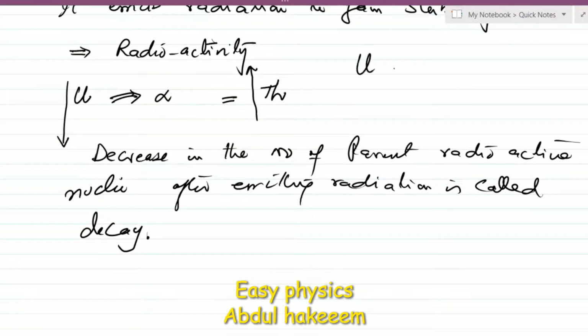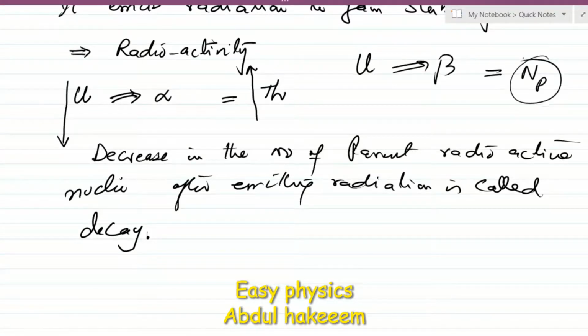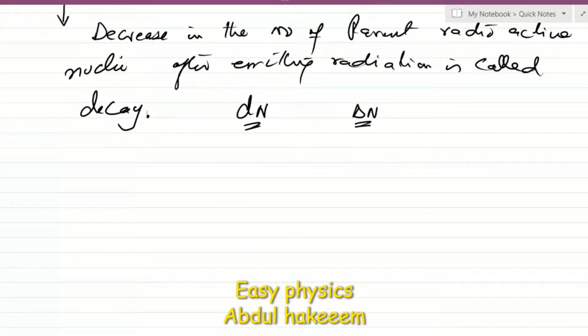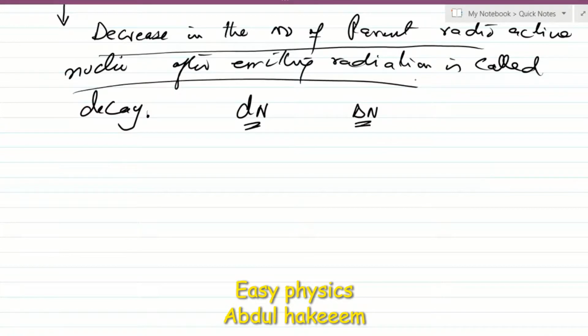Similarly, when uranium emits beta, it is converted into neptunium. So this decrease in the number of the parent nuclei, meaning the uranium, natural radioactive nuclei, after emitting the radiation is called decay. It is represented by either dN or delta N. Now, what is decay? The decay is the decrease in the number of the parent radioactive nuclei after emitting radiation.